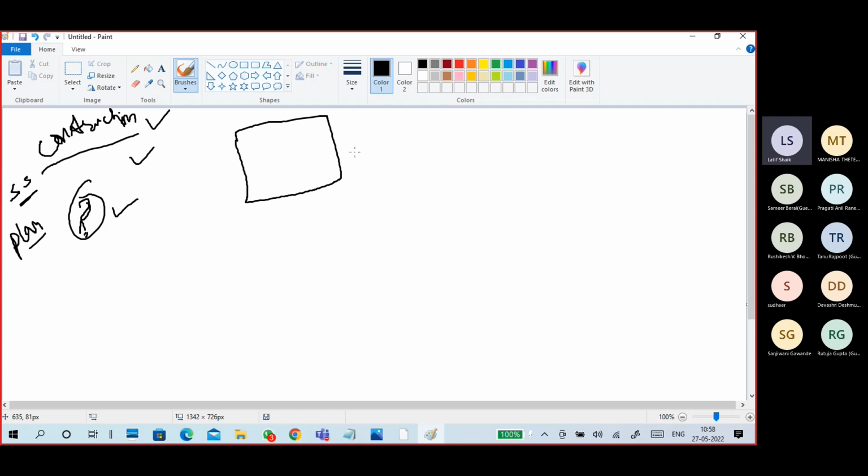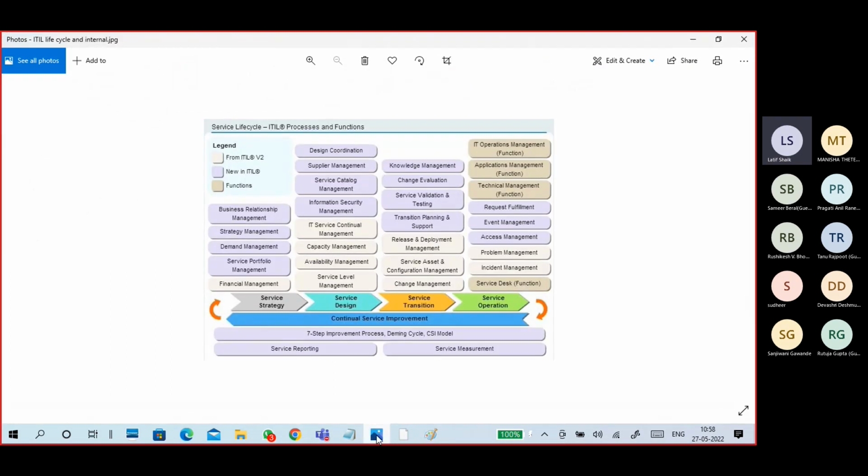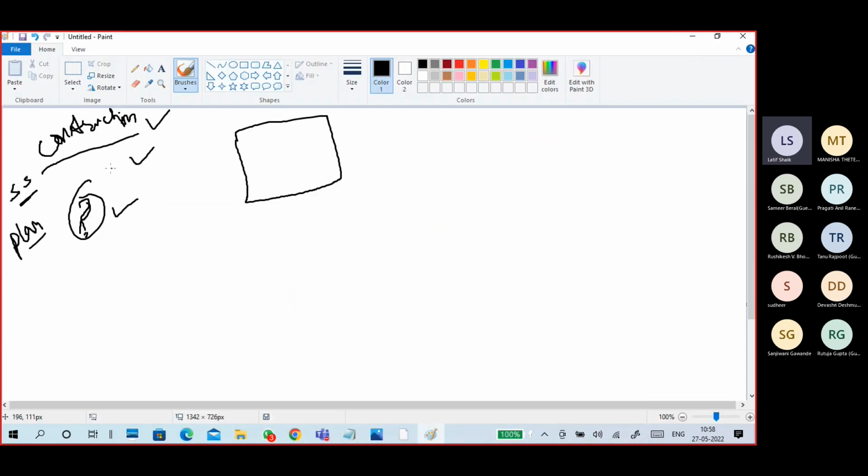Okay, so where we are in this one, we have a lot of points in the construction business. We'll see: financial management, service portfolio management, demand strategy, business relationship management. These are the internal life cycles of service strategy, so we have to do all these things when you are defining your business.